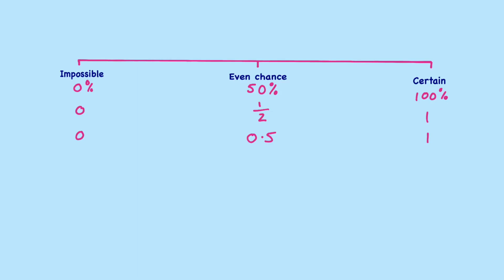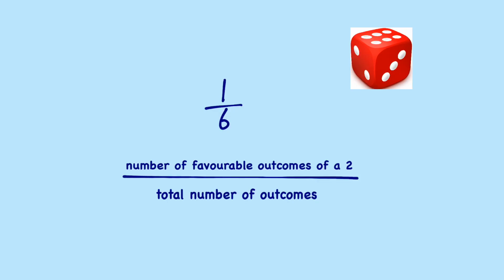Let's now have a look at how different probabilities are calculated. For example, let's look at the probability of rolling a die and it landing on 2. There's only 1 two on the die out of a possible 6 outcomes. Therefore, the probability would be 1 out of 6. We can show this as a formula. So we have the number of favourable outcomes of a 2, which is just 1, divided by the total number of outcomes. So there are 6 altogether on the dice.